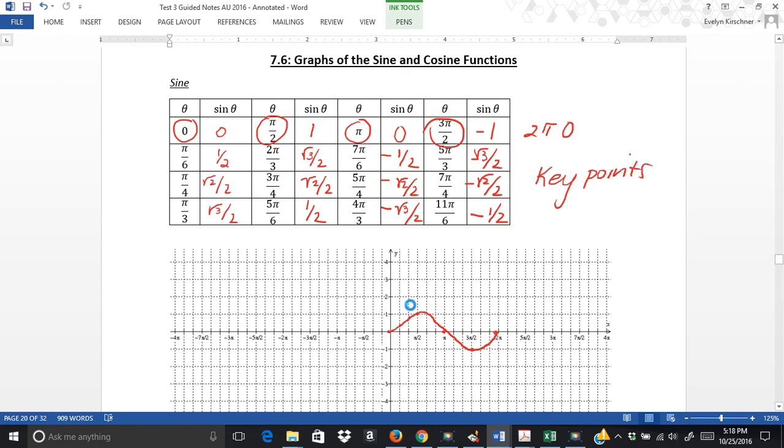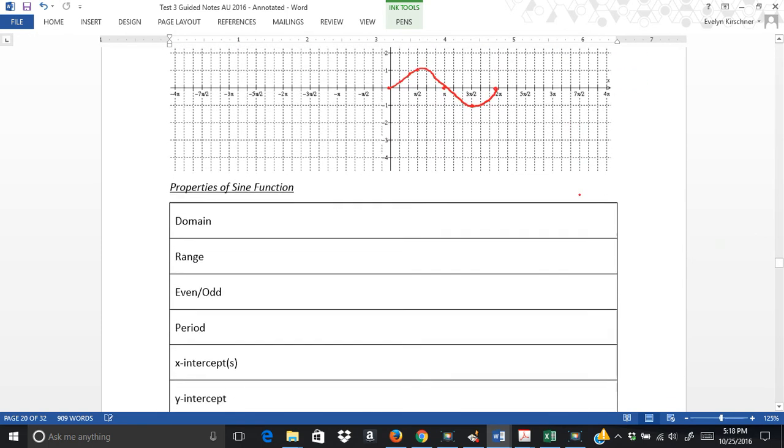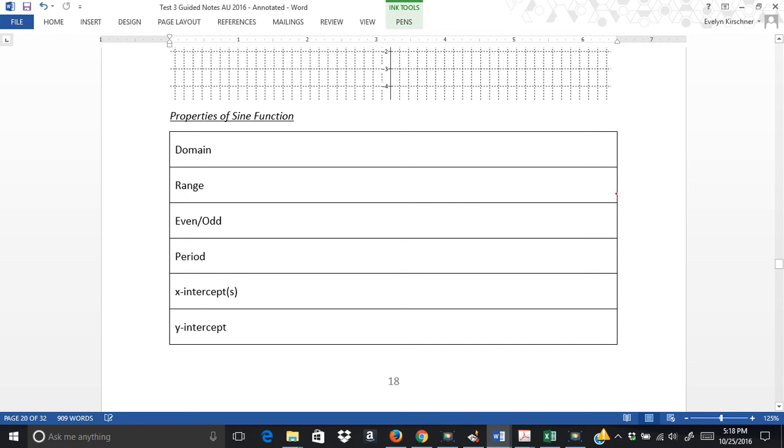And look how nice, we can just get a pretty good idea of what the graph looks like using those key points. Well, let's talk about the properties. We talked about this before. The domain of the sine is negative infinity to infinity. The range is -1 to 1.